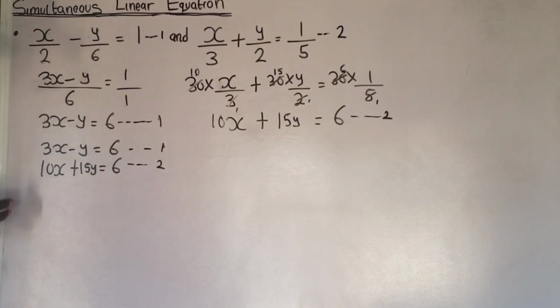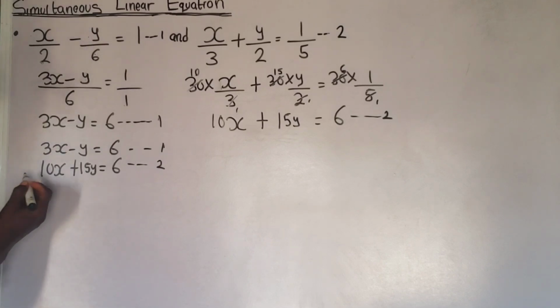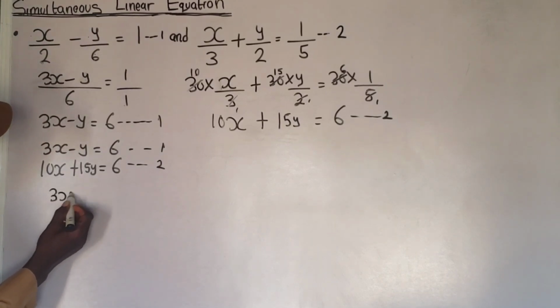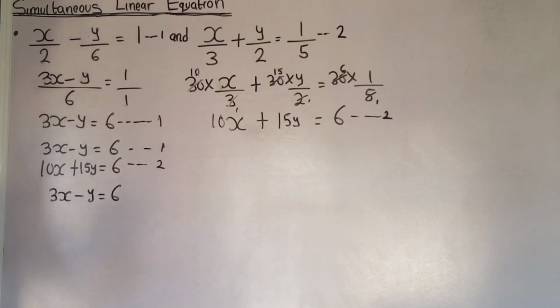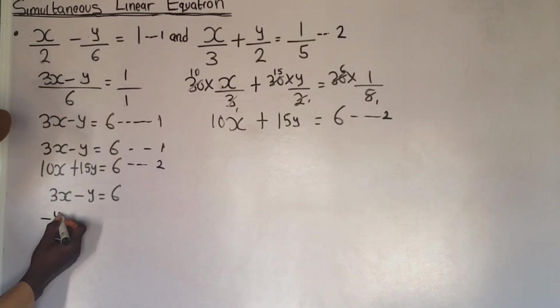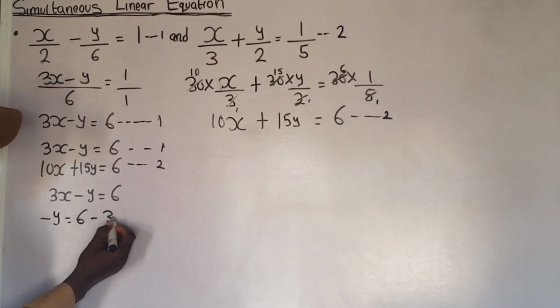Now let us check. You can see that I have only y and negative y here. I can make y the subject of the relation in equation 1. Do you understand? Okay, so let us make y the subject of the relation. Equation 1 is 3x minus y is equals to 6. Now if we want to make y the subject of the relation, I'm going to move this 3x to the other side of the equation. Okay, so I'm going to have negative y is equals to 6 minus 3x.